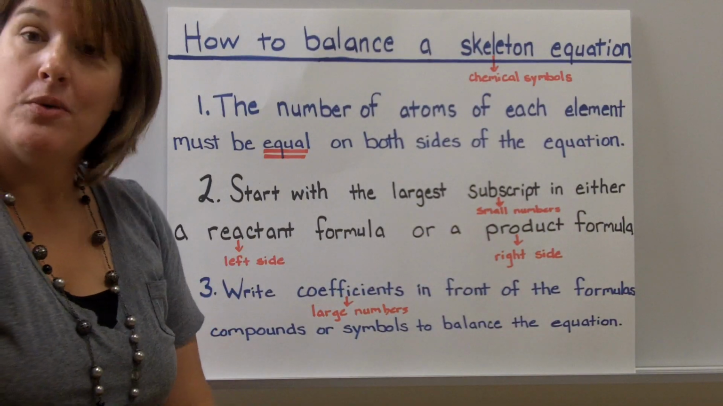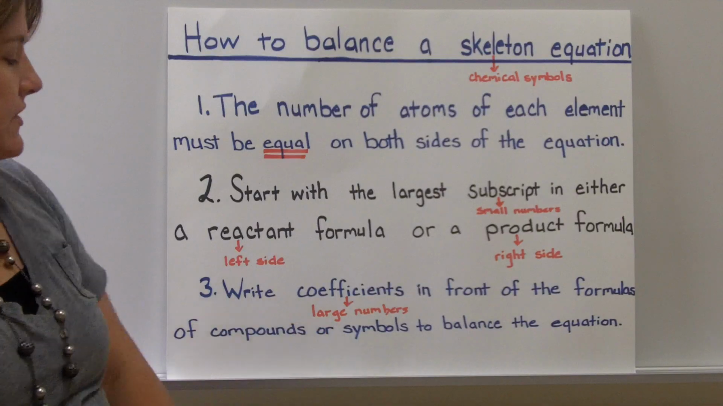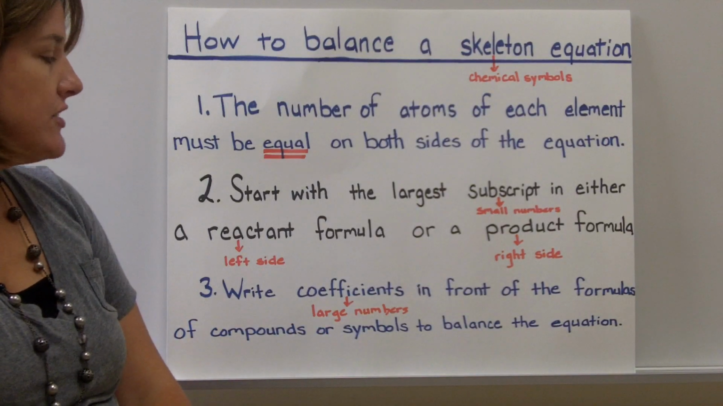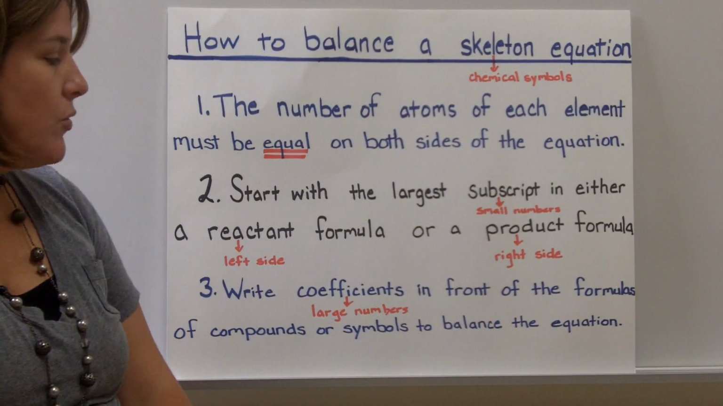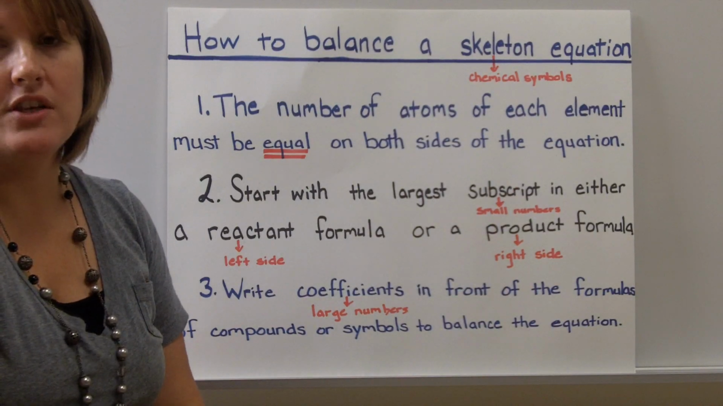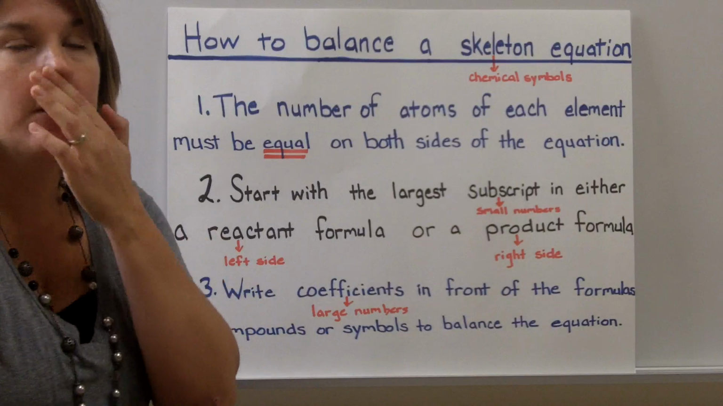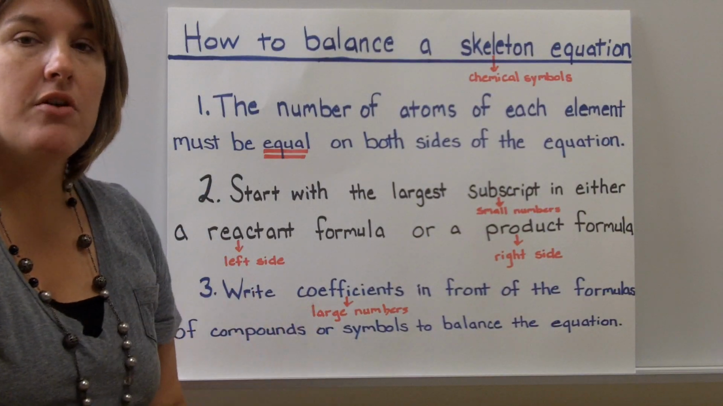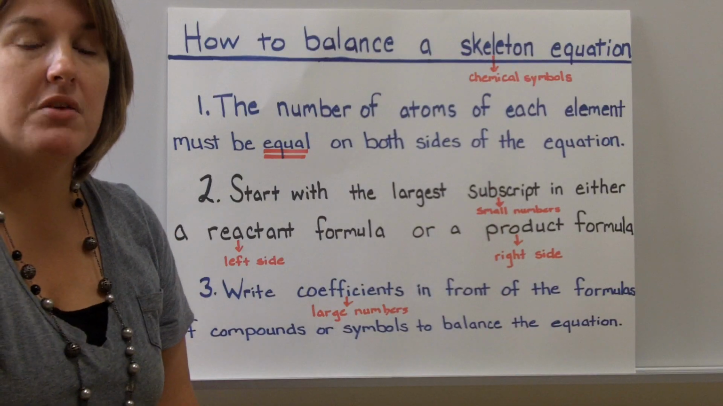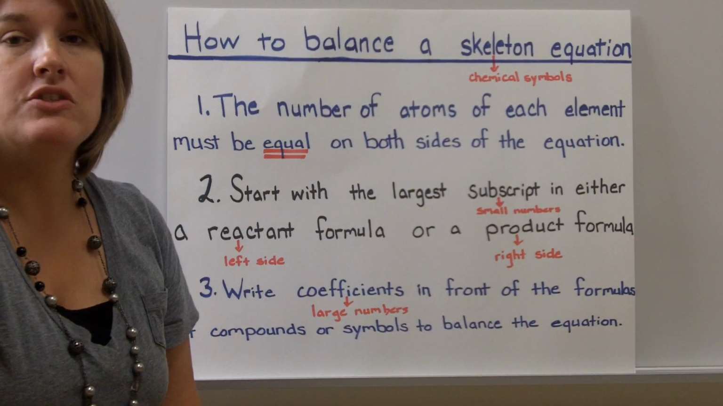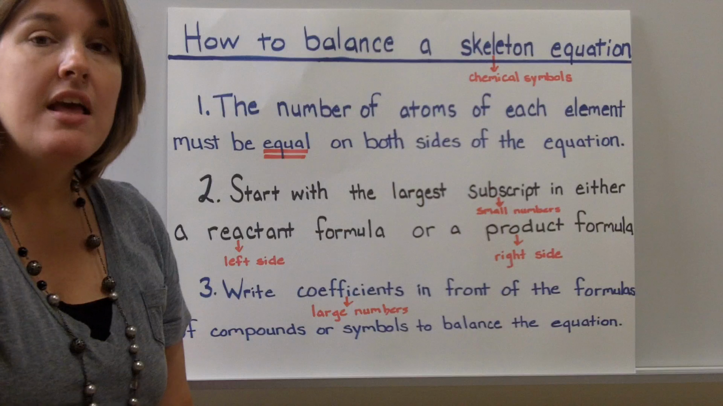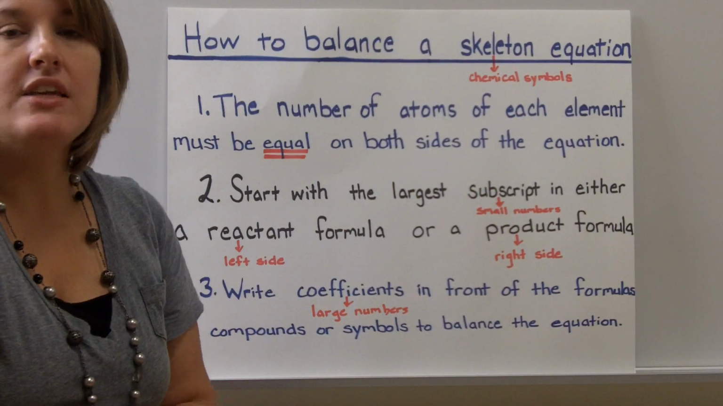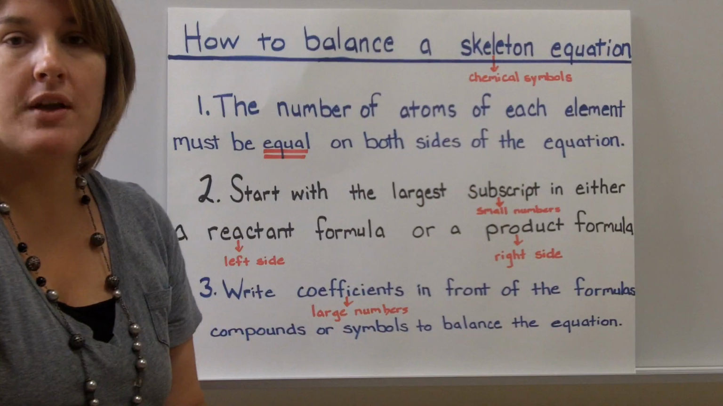And now we're down to how do we do it? Well, all you really need to do to balance the equation is write the coefficient in front of the formulas of compounds or symbols to balance the equation. What is a coefficient, you ask? Great question. A coefficient is a large number that can be written in front of the formula to be able to balance the equation. What I mean by that, we want to have equal number of atoms of each element on both sides of the equation.